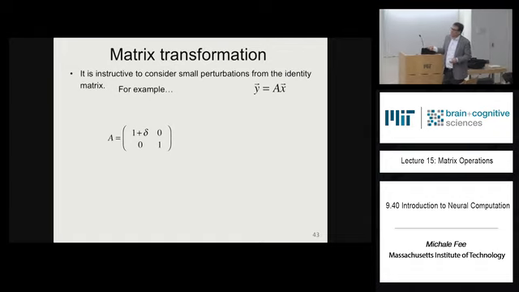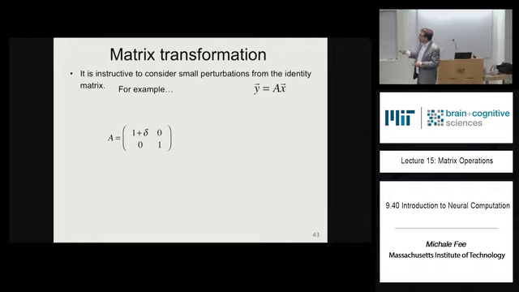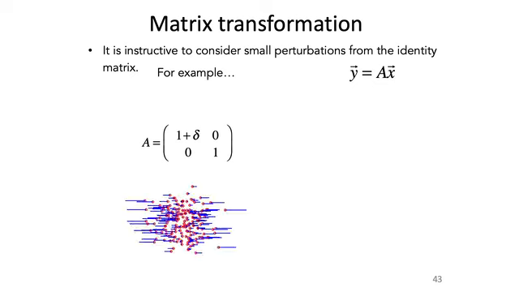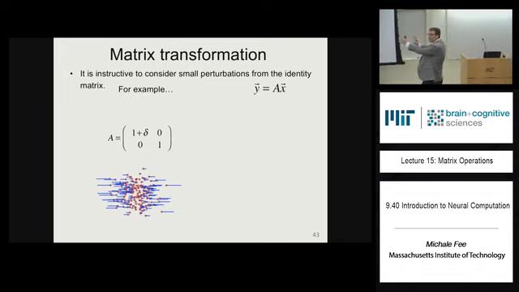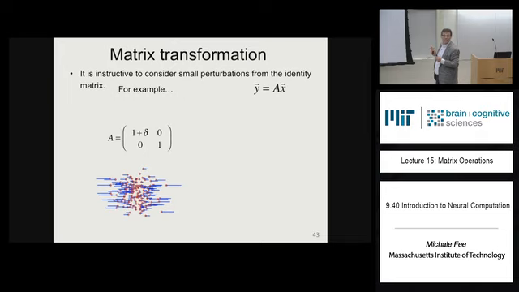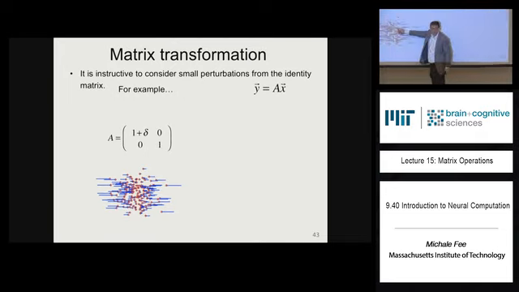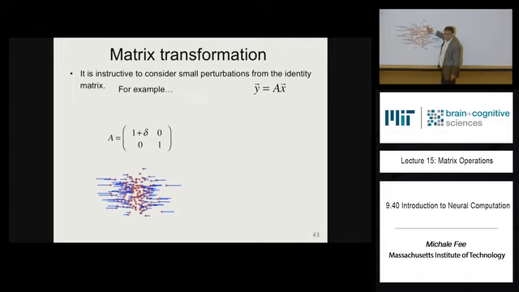Okay, so let's take another example. Let's say that we take the identity matrix and we just add a little perturbation to one element of the identity matrix, okay? So what does that do? It stretches the vectors out in the x direction, okay? But it doesn't do anything to the y direction. So for a vector with a component in the x direction, the x component gets increased by a factor 1 plus delta, okay? The components of each of these vectors in the y direction don't change.